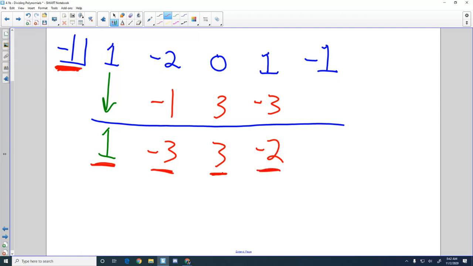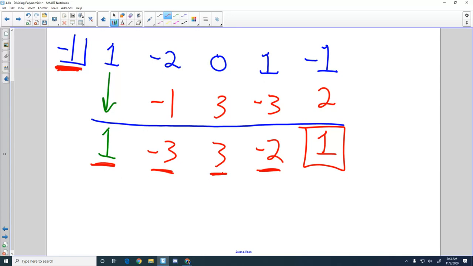Negative 2 times negative 1 is positive 2. Add those up. Positive 1. The last number, once we're done, put a box around it, because that number at the very, very end is our remainder.